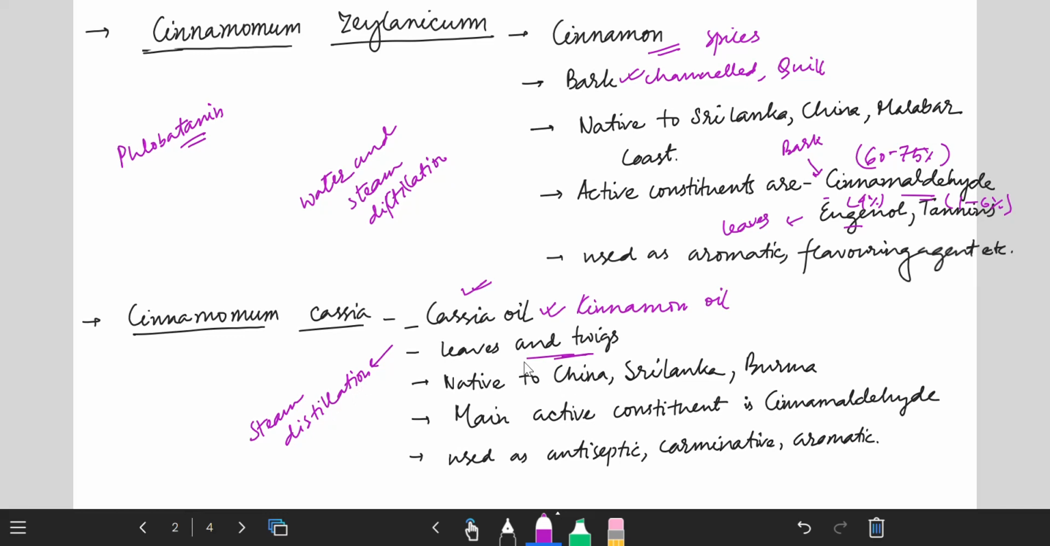This species is native to China, Sri Lanka and Burma, and the main active constituent is cinnamaldehyde. Now the difference: here cinnamaldehyde is 60 to 75%, but here the amount is 80 to 95%. And an interesting fact is that in the first species eugenol is present, but in this species eugenol is absent. That is the difference. It is used as antiseptic, carminative and aromatic, as usual. All have the same uses.